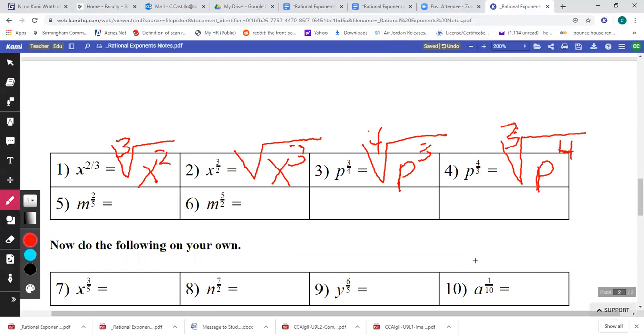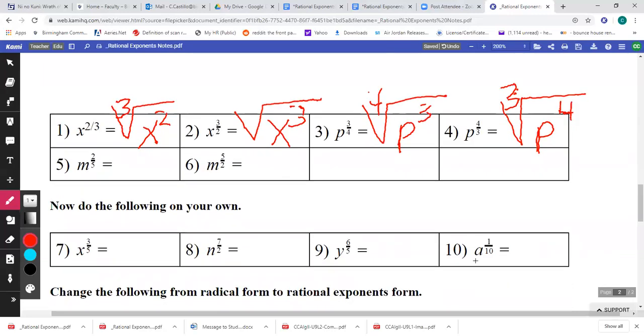Okay. Number 5, m to the 2/5. So once again, the 5 is going to go here, and this is going to be m squared. And then number 6, m to the 5 halves. So remember that the 5 will be the power, and because the denominator is a 2, it's a square root. So I just leave it blank, and we all assume it's a square root.